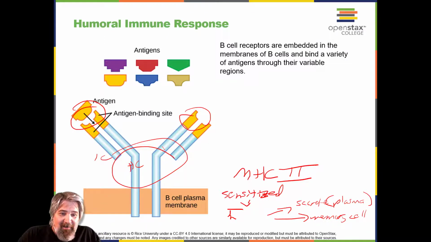Okay, so, right, the plasma cells produce and secrete large quantities, up to 100 million molecules per hour.